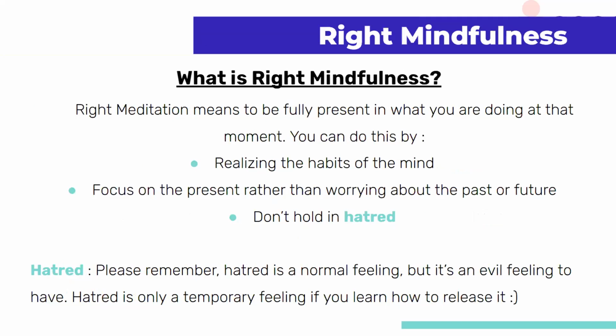Next is right mindfulness. What is right mindfulness? Right mindfulness means to be fully present in what you're doing at the moment. You can do this by realizing the habit of the mind, focusing on the present rather than worrying about the past or future, and not holding in hatred. I bolded hatred because hatred is an important thing to talk about, because hatred is a normal feeling. It's an evil feeling to have, and it's not a good feeling. Hatred is only a temporary feeling if you know how to release it. You shouldn't keep hatred in you because it's not a good thing.